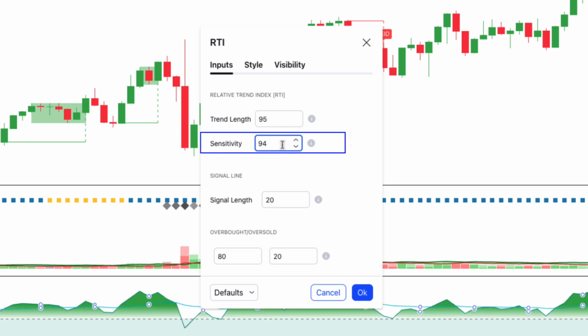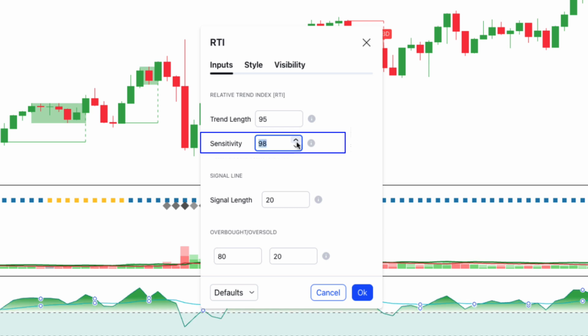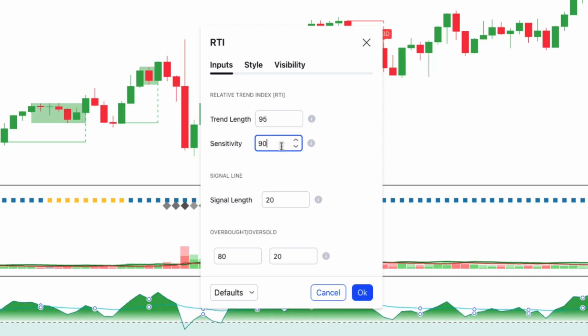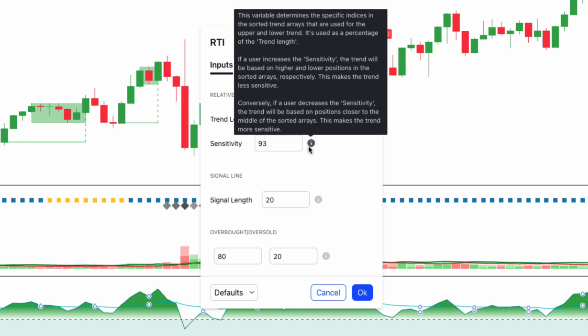This parameter sets the threshold for what we consider a significant trend. If you choose a higher sensitivity level, fewer price movements will pass the significant trend threshold, which results in a less sensitive trend. Conversely, setting a lower sensitivity level means that more price movements are deemed significant, creating a more sensitive trend. For our strategy, we will moderately reduce it to 93.